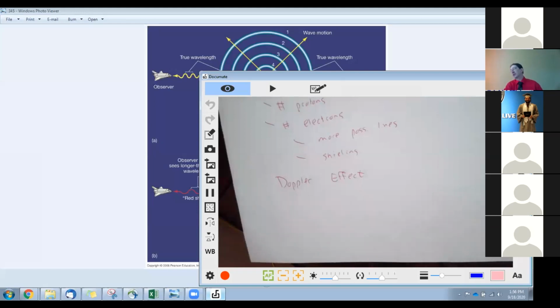Now, one example, and it works for any wave, is sound waves. Have you heard a siren go by and the pitch change? With sound, the frequency manifests itself as a pitch. With light, it manifests itself as a color.